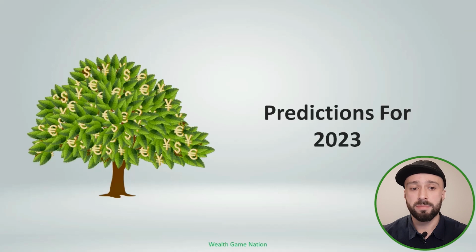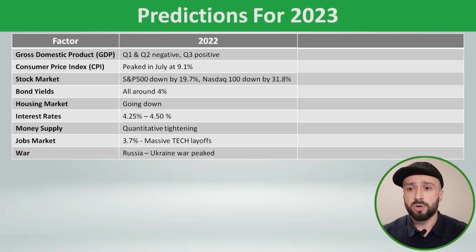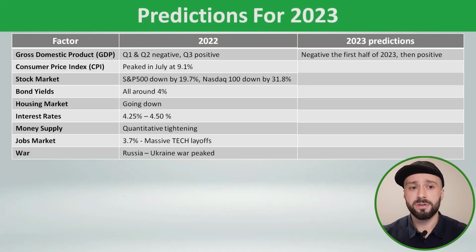Now, I will make my predictions for 2023. For the GDP, I predict that the first half of 2023 will be negative and then will become positive. In the whole list of my predictions, this is the prediction that I am least confident about. However, it does not really matter because whether it's just a little bit below zero or just a little bit above, it is fairly insignificant.